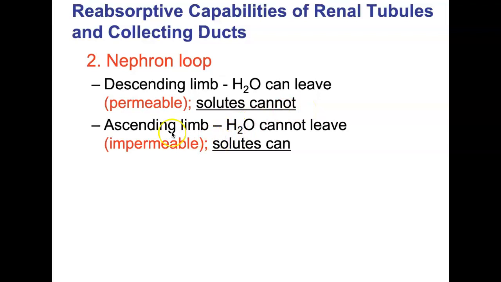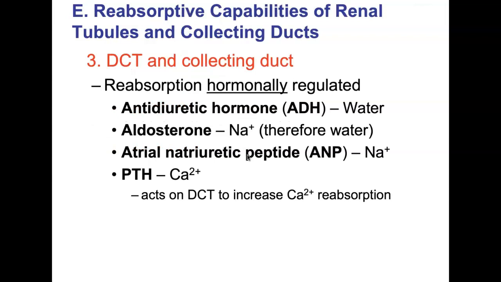And the opposite is true with the ascending limb. In other words, the ascending limb is impermeable to water, but solutes can leave. Why is this? We'll talk about how this is important with the countercurrent exchange system. It has to do with making sure we fine-tune and regulate the amount of water that needs to be reabsorbed back into the blood in order to work with the blood volume, and likewise the amount of salt that needs to either stay in the blood or leave the body.